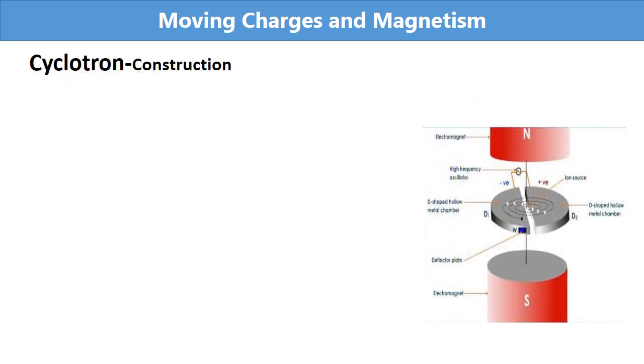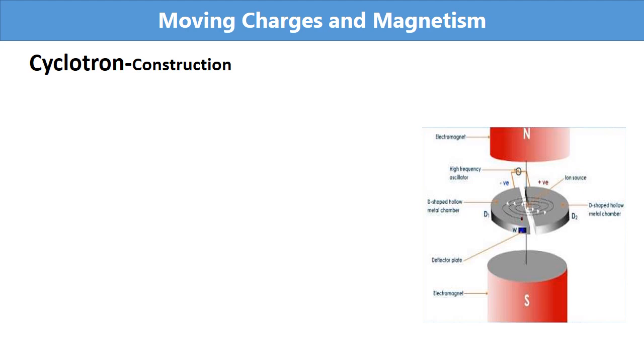Here we will see the construction of cyclotron. The cyclotron consists of an evacuated chamber in which there are two Ds insulated from each other. These Ds are open along their straight edges. The chamber is placed between the poles of a very strong electromagnet. An electric oscillator establishes a high frequency alternating voltage across the gap between the Ds. The source produces the ions to be accelerated.